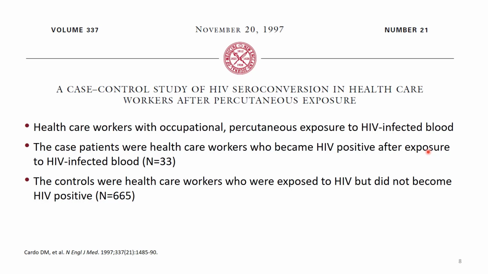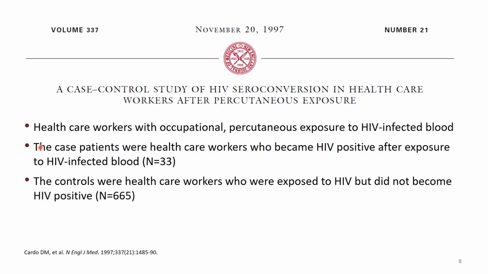So this study was published in the New England Journal of Medicine in 1997. This is a case control study. They looked at healthcare workers with occupational percutaneous exposure to HIV infected blood. So basically people who accidentally poke themselves with an infected needle. They want to see how many people will actually develop HIV.